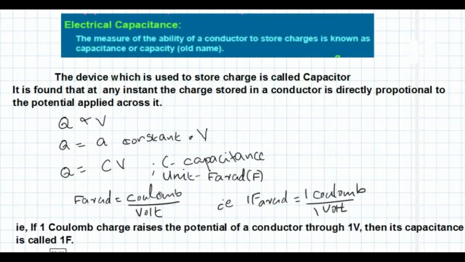So, how will you define it? If 1 coulomb charge raises the potential of a conductor through 1 volt, then its capacitance is called 1 farad. So, if 1 coulomb charge raises the potential of a conductor through 1 volt, then the capacitance of the capacitor is 1 farad.